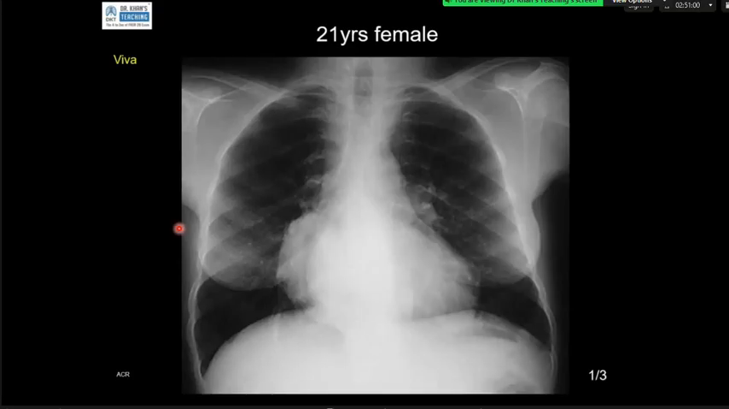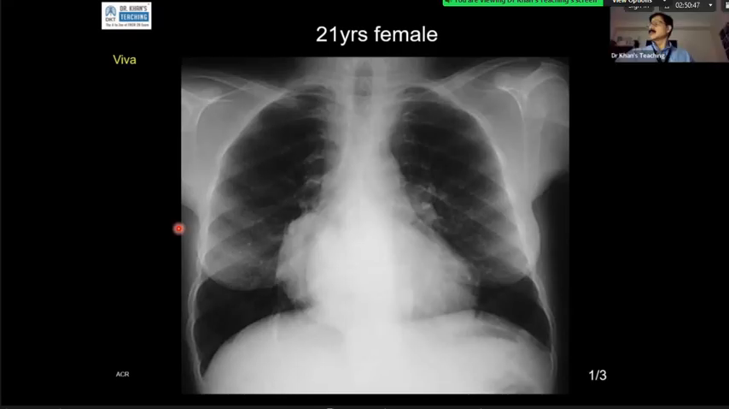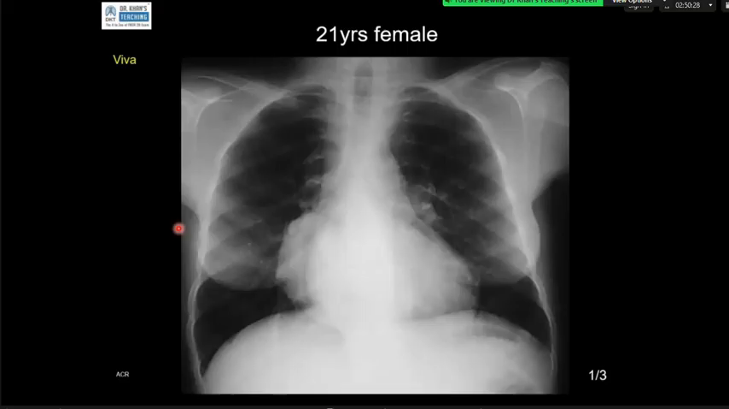There is also a retrocardiac mediastinal lesion, a mass. Posterior also, because of the overlap, the cardiac border could be seen. This is maybe extramedullary hematopoiesis with expansion of the bone of the ribs.